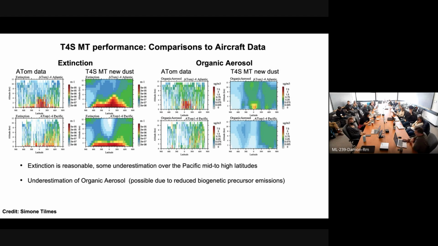So this is comparing a few species to aircraft data from ATom. And these were some plots that Simone created. This just shows that the extinction is reasonable, and there's some underestimation over the Pacific mid to high latitudes and an underestimation of organic aerosol.